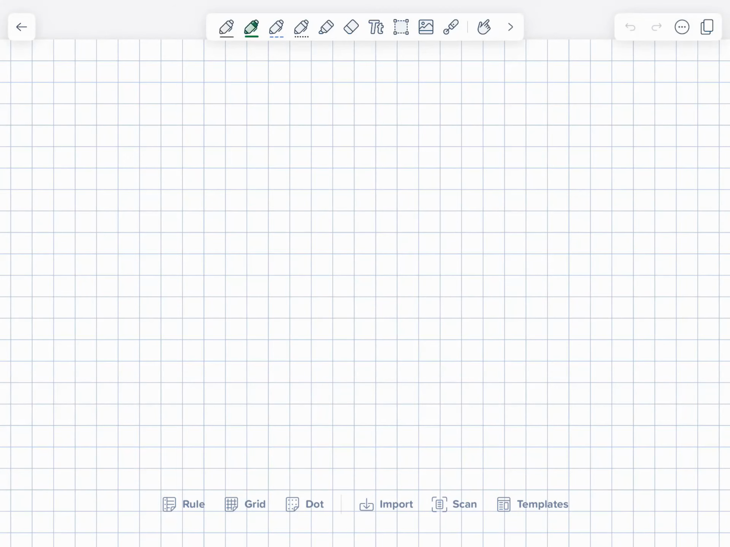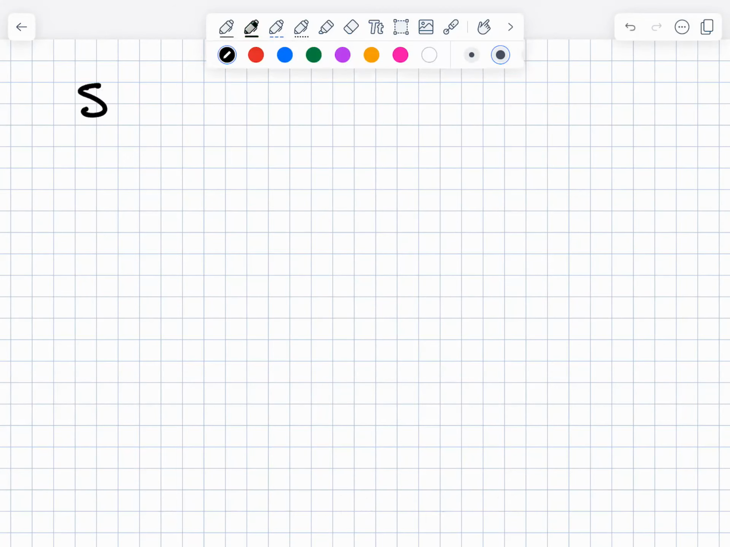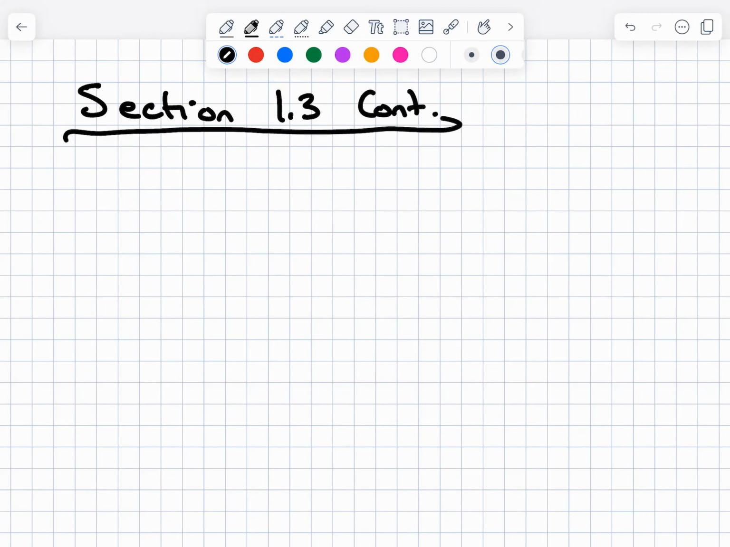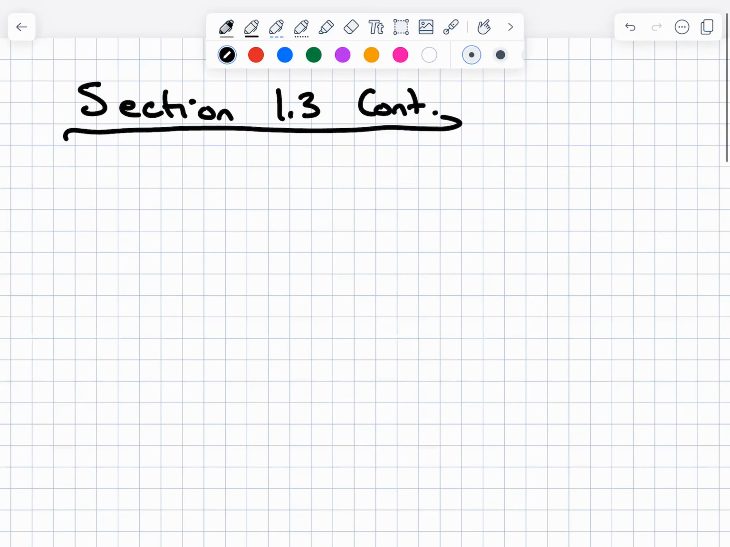We're going to continue on section 1.3 and hopefully get through a lot of 1.4 to play catch up. So, dimensional analysis, which is really just a fancy name to say unit conversions.